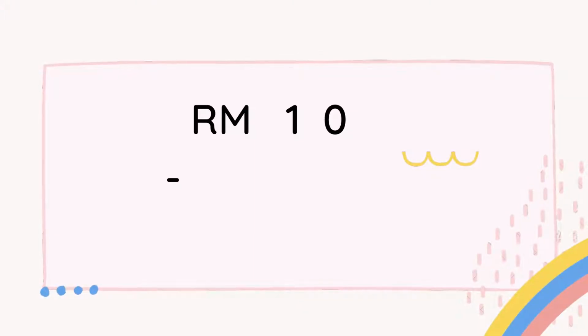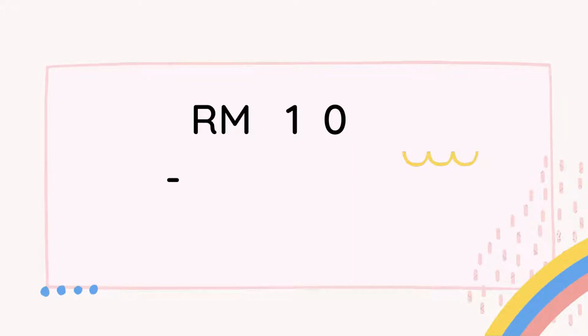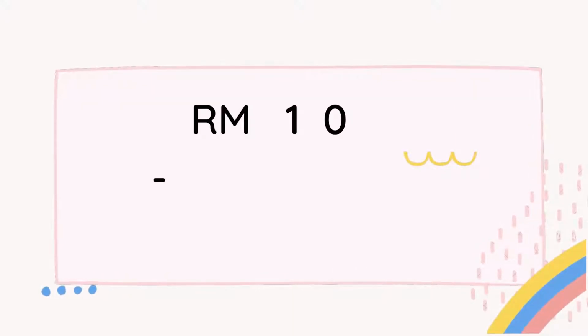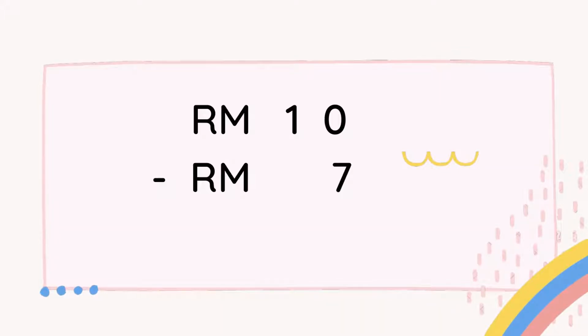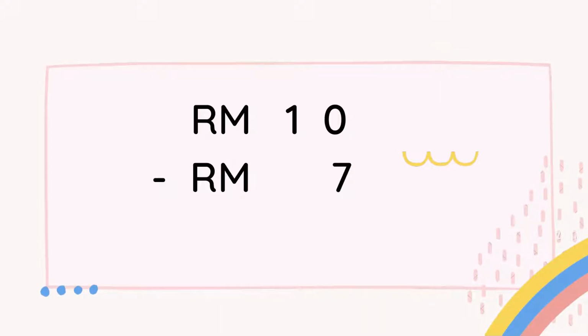So we take the bigger number. The bigger number is number 10. So we write number 10 first. RM10 minus RM7, because we want to find the difference between the price of the doll and the price of the car. The doll price is 10 ringgit and the car price is 7 ringgit. So RM10 minus RM7. Number 7 should be written in place value ones.